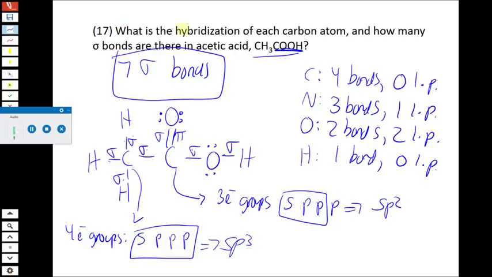Okay? This is our 1 pi bond. And as I alluded to, the pi bond is formed by taking an unhybridized p orbital that's left on the carbon atom and overlapping it with another unhybridized p orbital from oxygen. So the sigma bonds all involve the hybrid orbitals. So the sp3 and sp2 orbitals make sigma bonds. The pi bonds are made using unhybridized p orbitals that are side to side with each other.